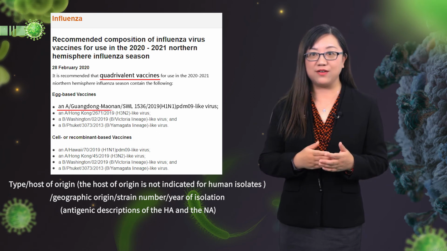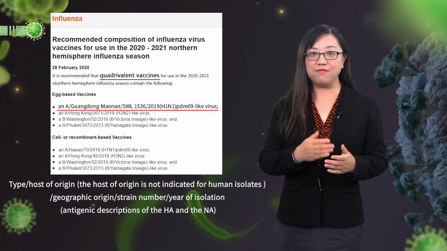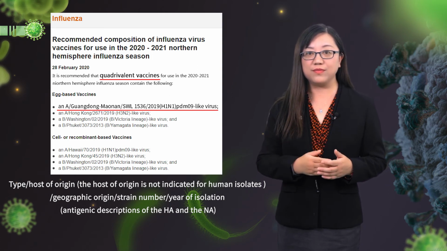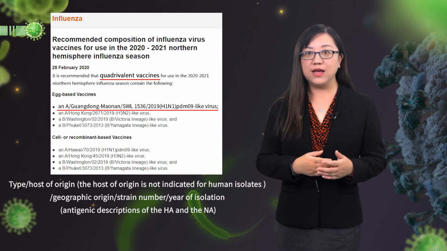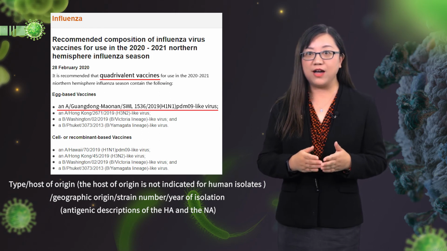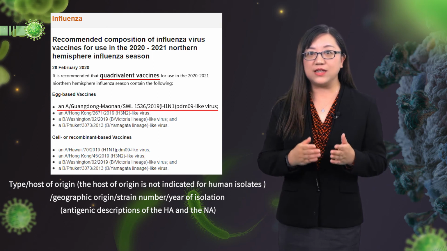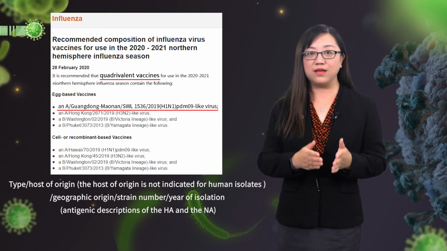So let's look at the first one of the vaccine. It is a type A virus. Host of origin is human. Isolated in Guangdong, Maonan. Strain number is SWL1536. Isolated in 2019. The subtype is H1N1.